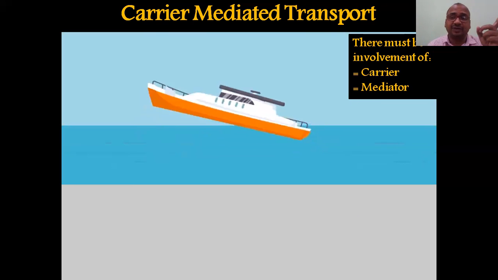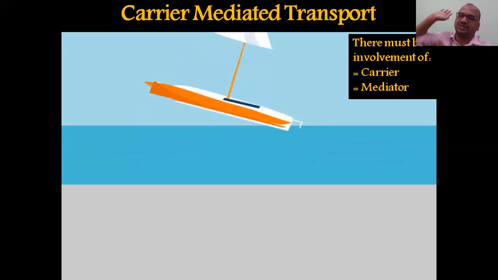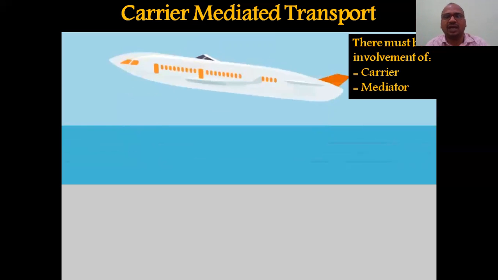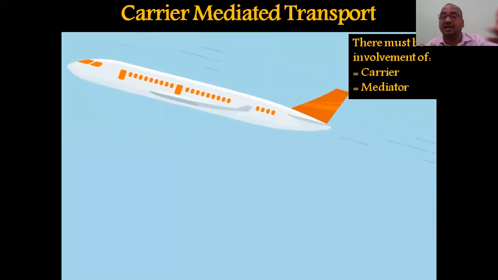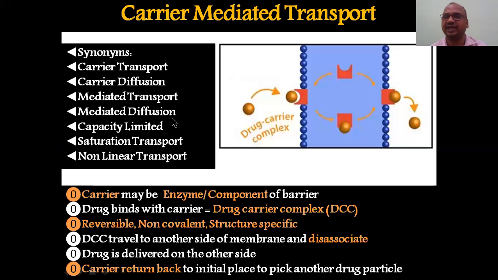In passive transport, there is no mediator. Directly it moves from high concentration to low concentration. Here it is not like that. There must be some carrier, either a speedboat or a boat or a jet, whatever it may be. There must be a carrier or mediator, then you can say it is carrier mediated transport. See, this is the carrier mediated transport.